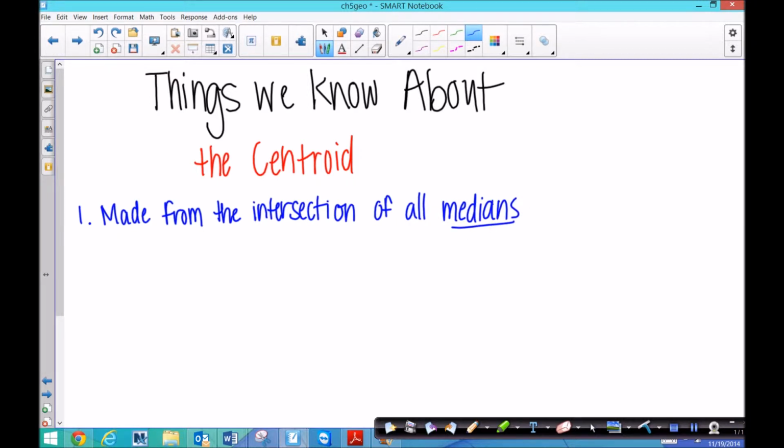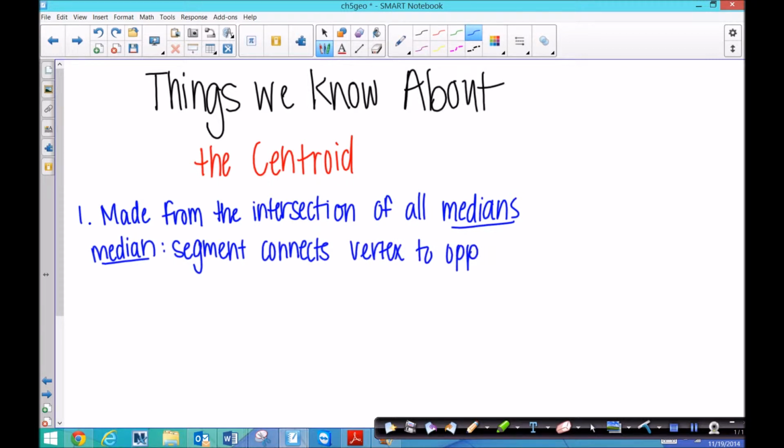So medians, in order for us to know what their intersection will be, we first of all have to define what a median is. And a median is the segment that connects the vertex to the opposite midpoint. So what that tells you is that each side will be bisected. So each side of the triangle will be bisected because that midpoint is involved.